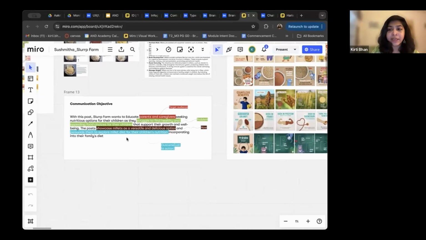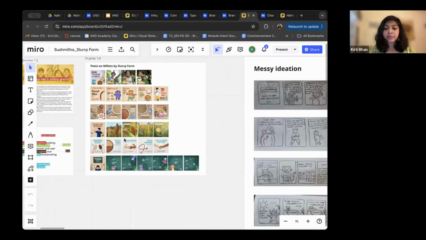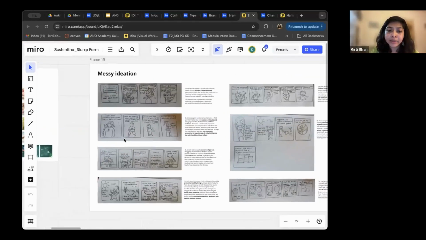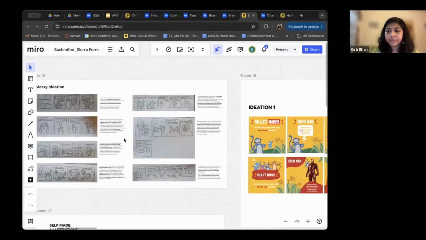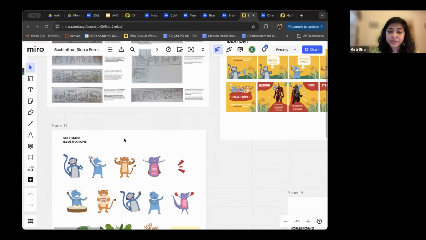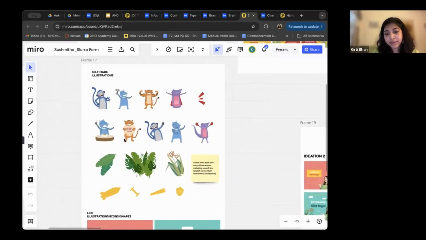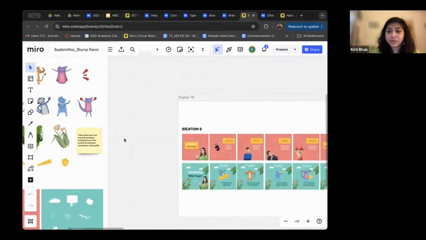So having this communication objective set, she knew the target audience. The target audience was crisp and clear. What kind of visuals, what is the problem she's addressing, and what would be the outcome that she's going to create. These are the messy ideations like I shared in the previous one. And then these are the illustrations. These are self-made illustrations she created herself. And some shapes and icons also she created herself.